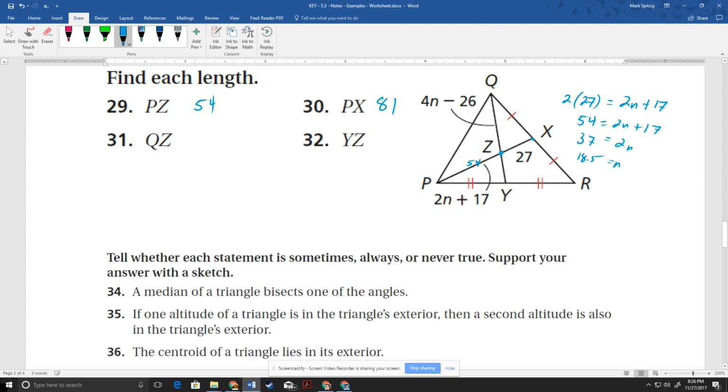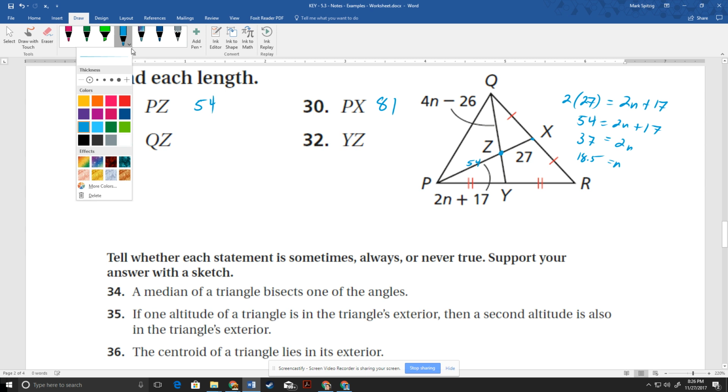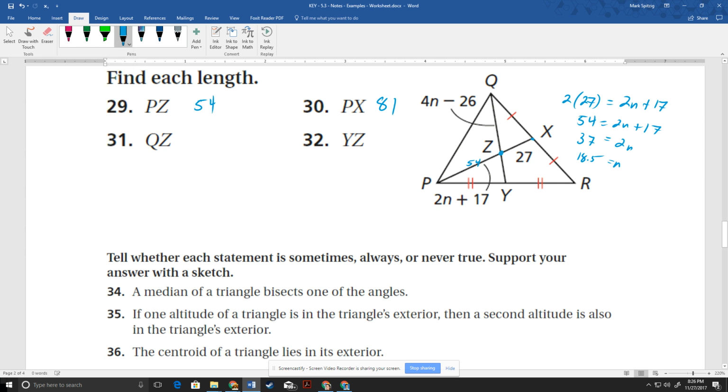QZ, okay, so QZ I can find just by plugging in what I know. In other words, 4 times 18.5 minus 26, which gives me 48. So that means this piece right here is 48, which means the small piece has to be half of it, or 24. So YZ is 24, QZ is 48. But the main thing is it all stems from finding this equation first.